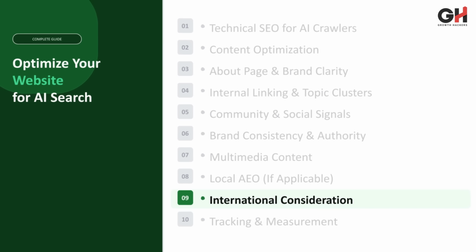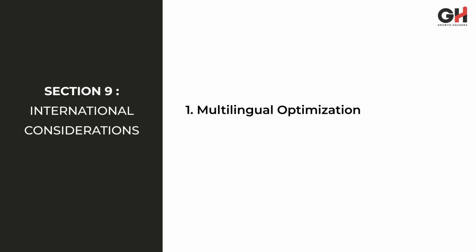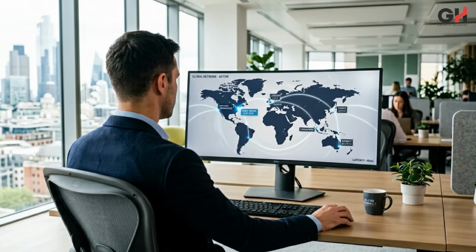Section 9. International considerations. Point number 1. Multilingual optimization. If you serve international markets, implement proper hreflang tags. Create localized content, not just translation. Build regional knowledge graph presence. Understand regional AI behavior differences.